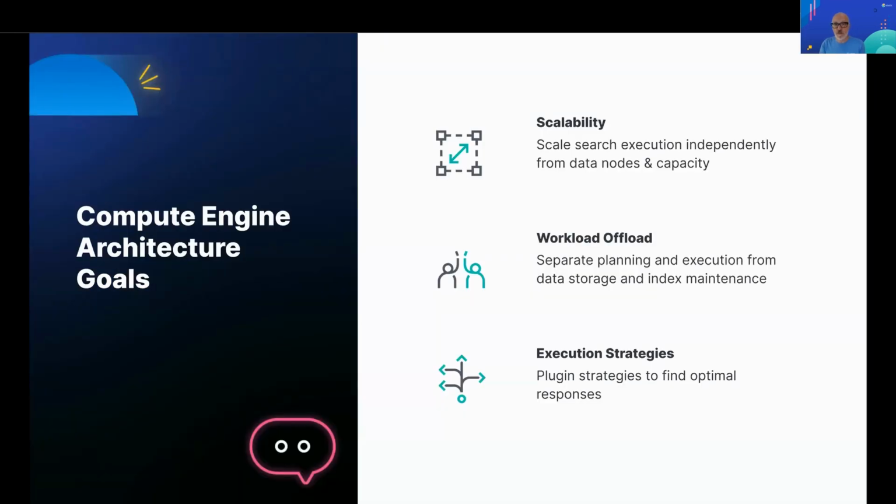There are 3 main goals for the compute engine. Firstly, it provides a new way to scale search independently from the data nodes and the infrastructure used to support the indexes. It allows for separate planning and execution of queries, utilizing the data nodes for retrieval. Finally, it has the ability to use different execution strategies to resolve the search. I'll show some benchmarks that will give early indicators of the remarkable performance gains these strategies can have.